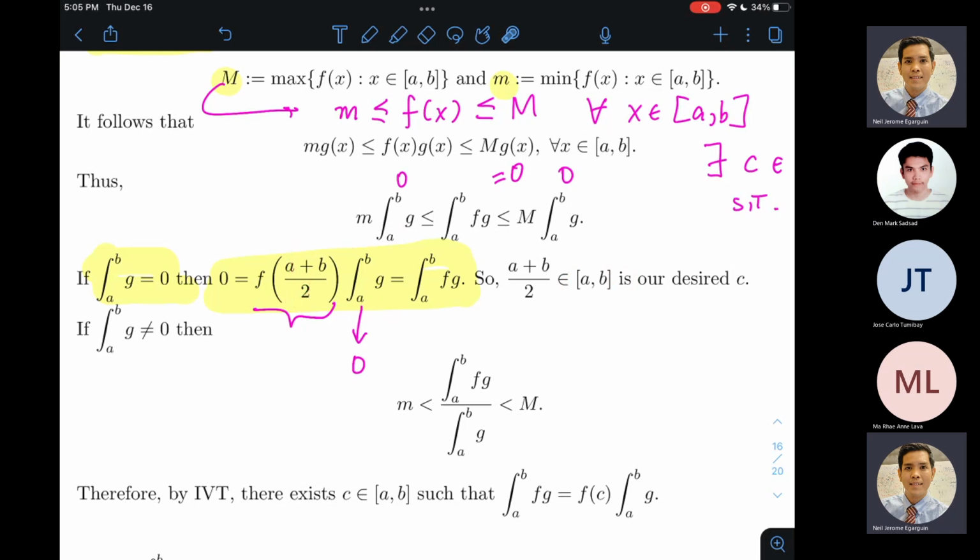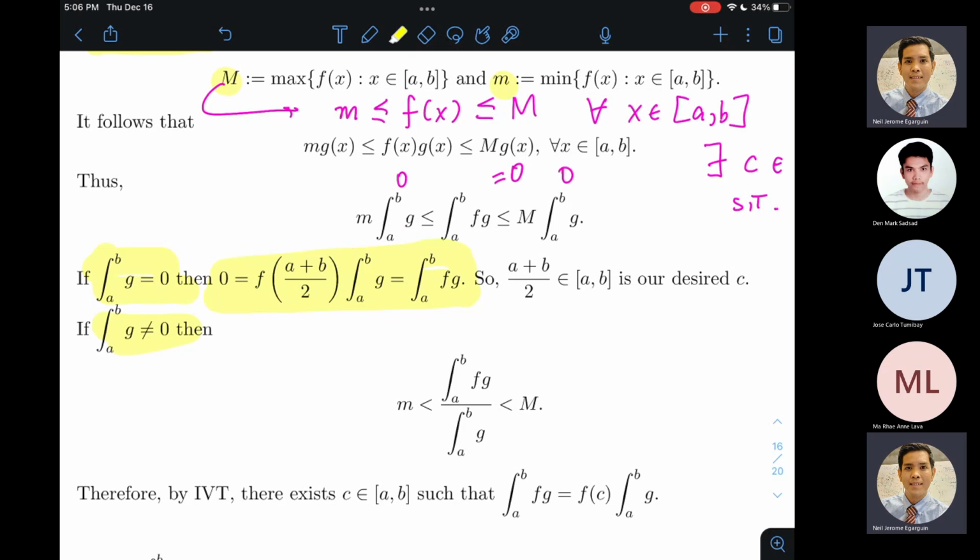Pwede rin naman kahit anong number na nandun sa closed interval. So it's no biggie when the integral of g is equal to 0. Any number between a and b will suffice as our choice for the number c guaranteed by the mean value theorem. Okay. The complicated case, though it's not that complicated, will be coming from when the integral of g is not equal to 0.